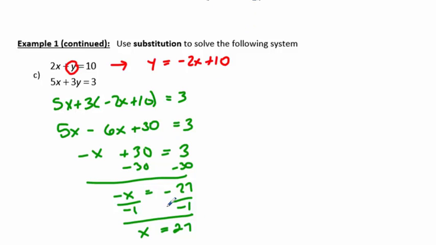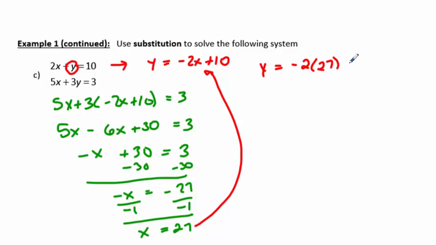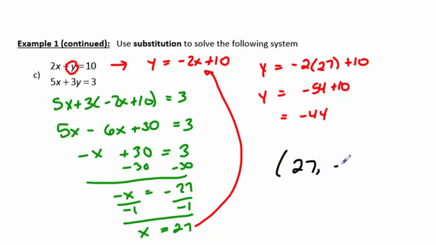Okay. Now take that value of x, plug it into the equation, and get the value of y. So y is equal to negative 2 times 27 plus 10. So y is equal to negative 54 plus 10, or negative 44. So our ordered pair solution here is 27, negative 44.